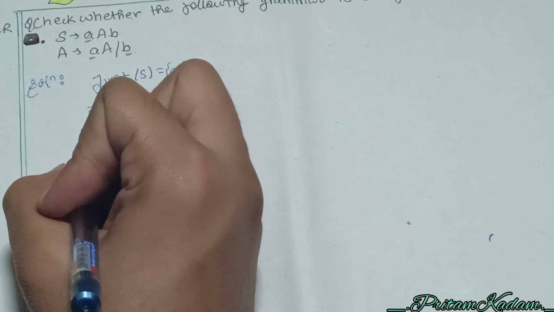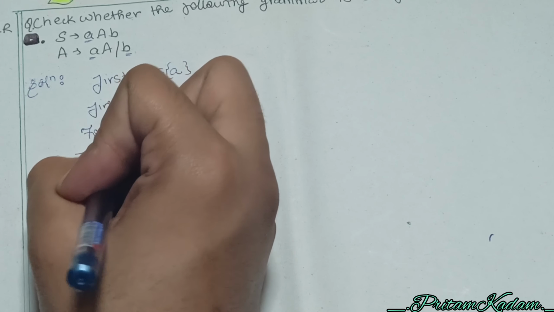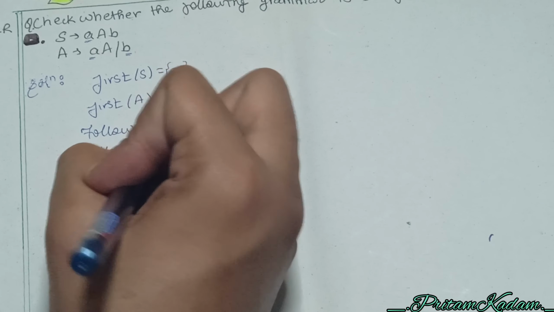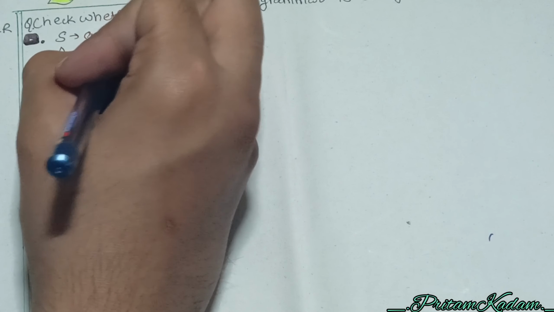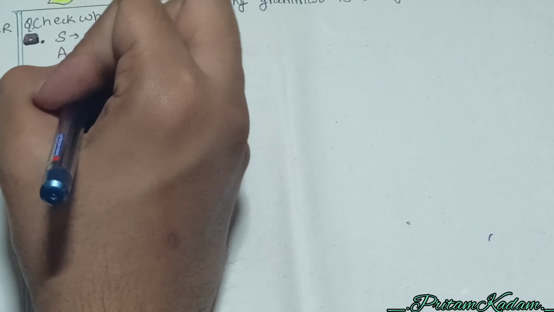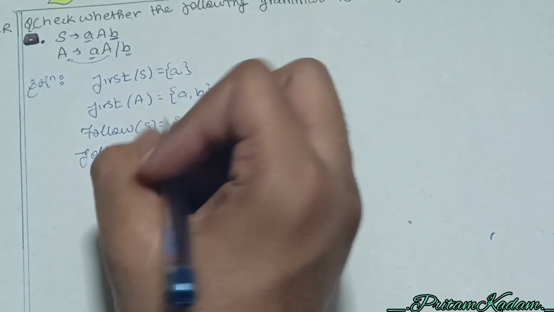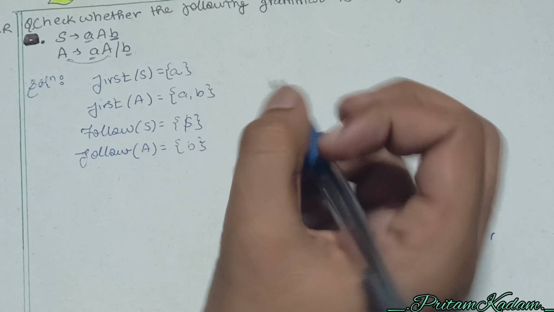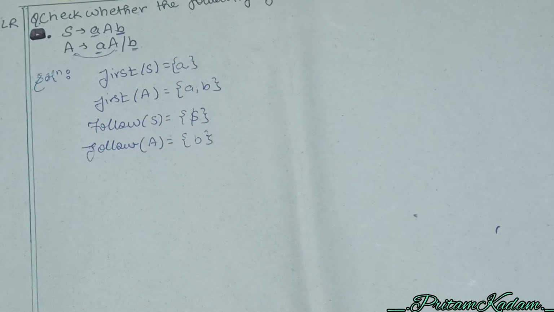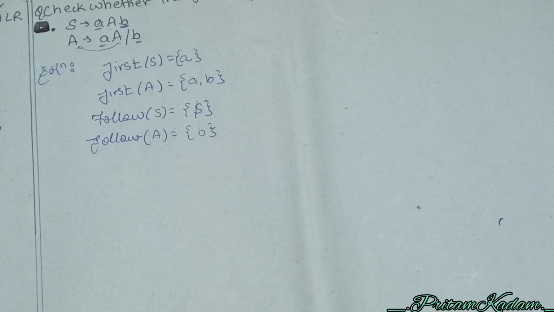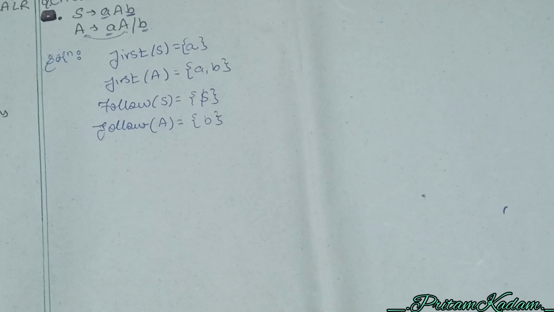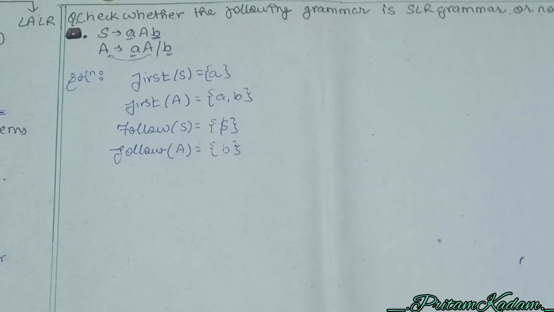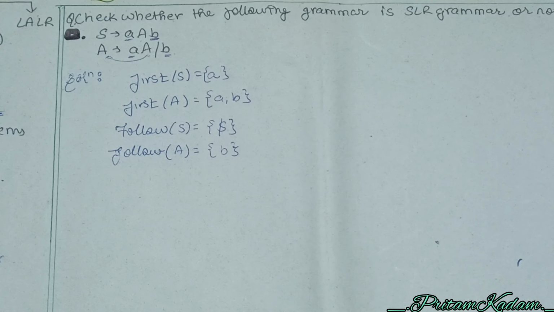Okay, so now follow of capital A. In the first production, A was followed by small b, so we will write small b over here, and in the second one, A is followed by nothing, so it will go towards the follow of capital A, which is the same as that small b. Okay, and if you are not able to understand why I did this, then you should watch my video on first and follow. Okay, so let us proceed ahead.